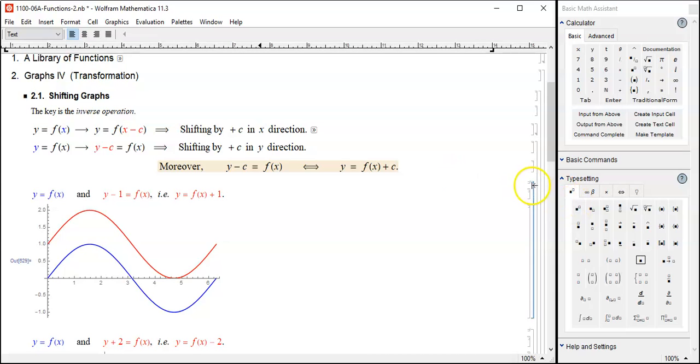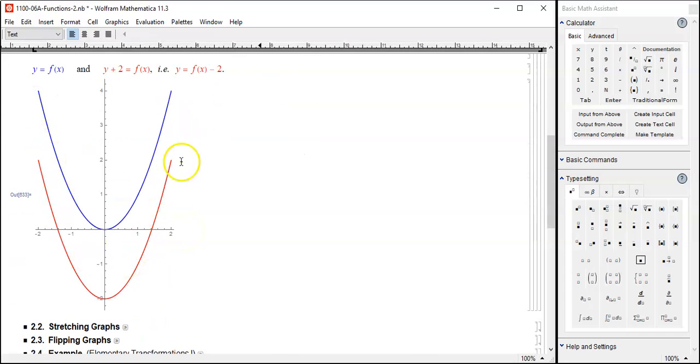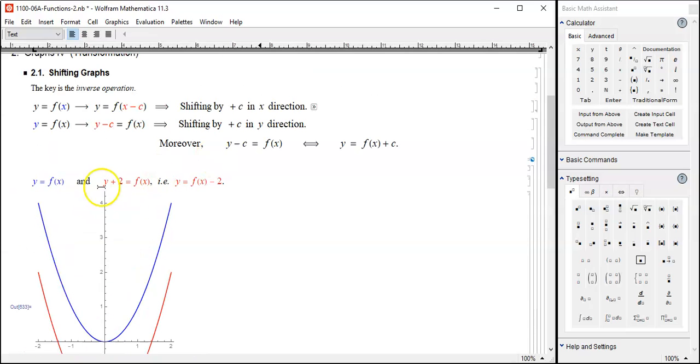Another example here. Original is y equals f of x, this parabola, and I'm moving it down by 2 units. Or, equivalently, I'm moving negative 2 units in y direction. So, negative 2 units in the y direction. So, inverse operation, y plus 2. So, y plus 2 is equal to f of x, and flipping this 2 to the other side, we get y equals f of x minus 2. Same idea, inverse operation.